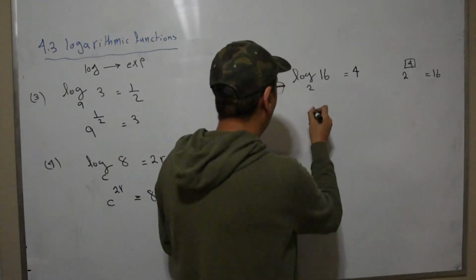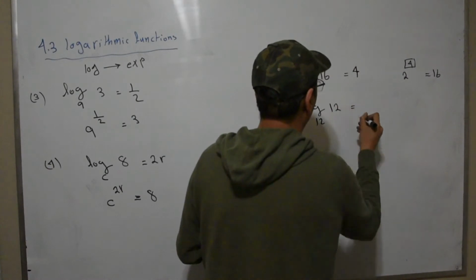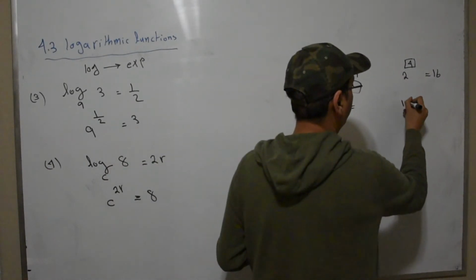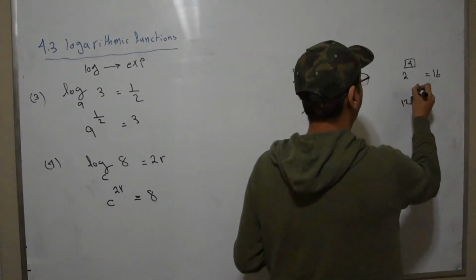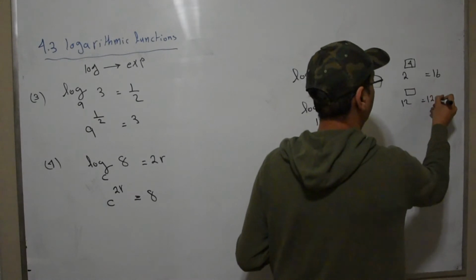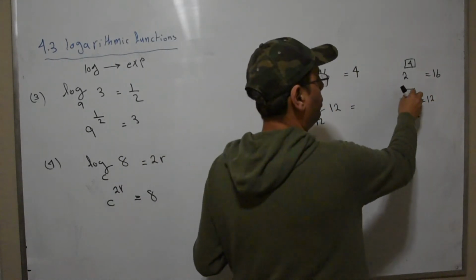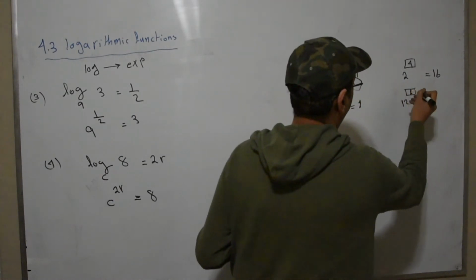One more. Log base 12 of 12 equals what? So again, ask yourself, the base, 12, not this one, that one, 12, to what power equals 12? So the answer is clear, that 12 to the first power equals 12. So here is the answer, it is 1.